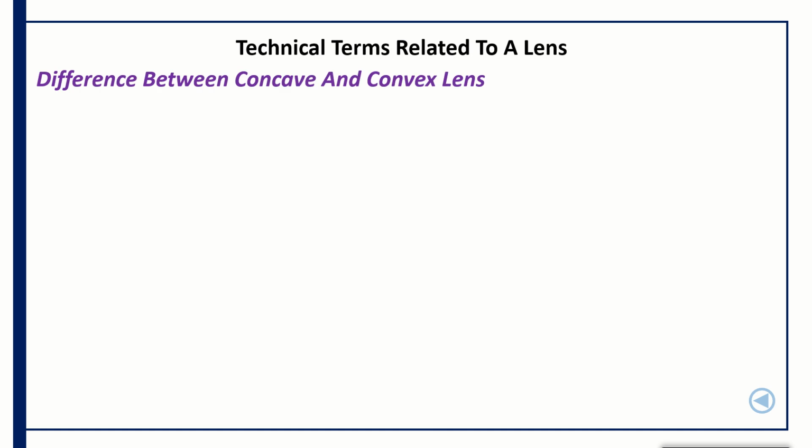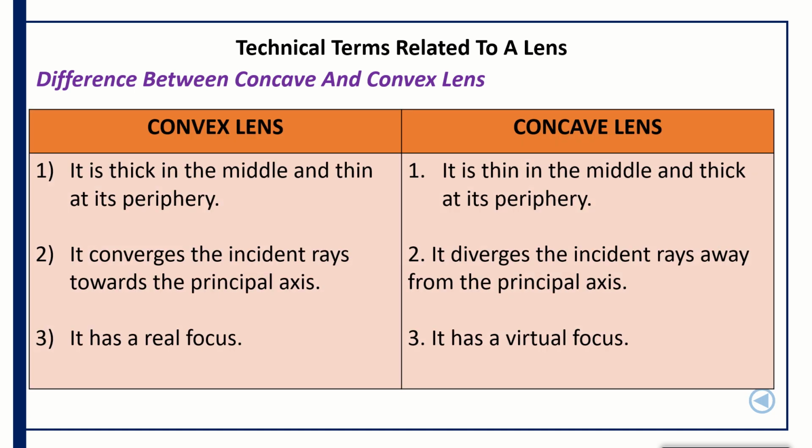Now, the difference between concave and convex lens. We have already learnt a lot of things about concave and convex lenses. We know there are two different lenses, one is concave and the other convex. So what are the differences here? A convex lens is thick in the middle and thin at its periphery. In a concave lens, it is thin in the middle and thick at its periphery.